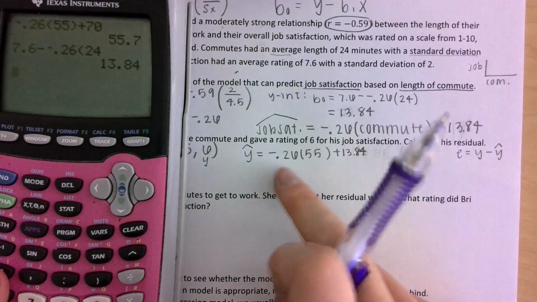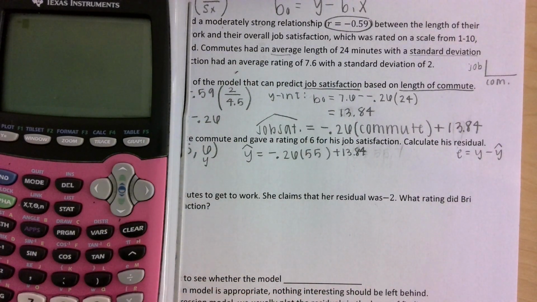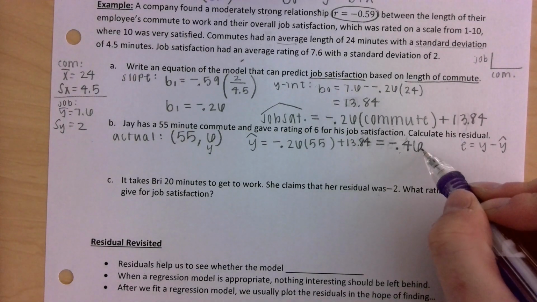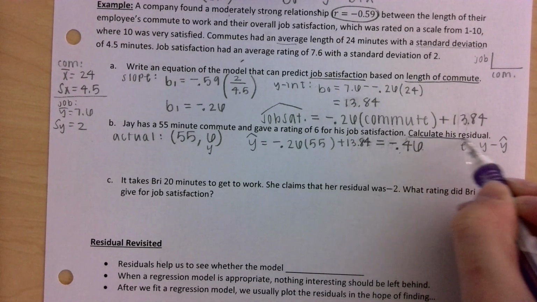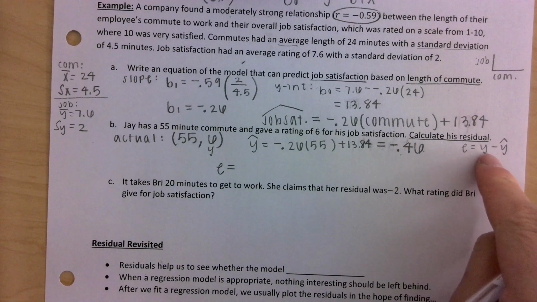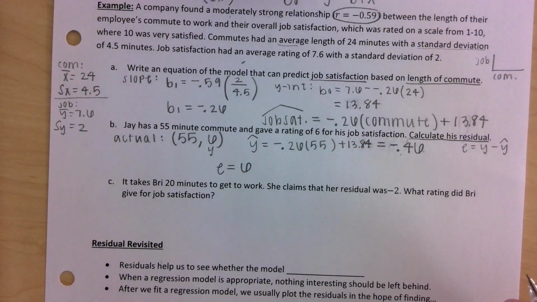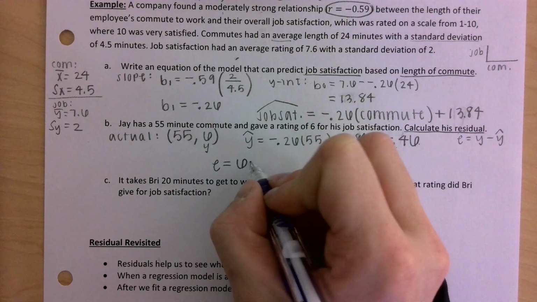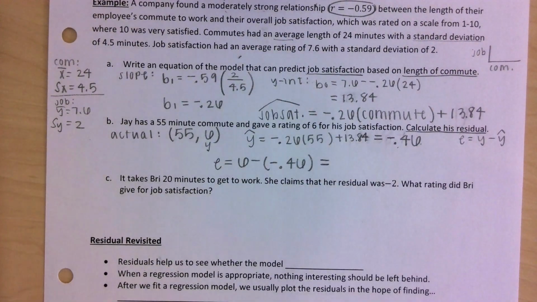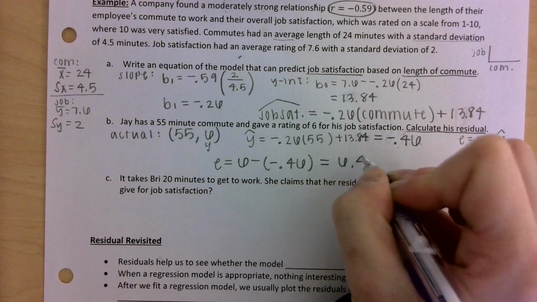Okay, let's plug that rating back in here. So I'm going to do negative 0.26. At that point, we get a predicted value of negative 0.46. So the last thing that I want to do is actually answer this question and calculate his residual. To find that residual, I'm going to take his actual Y value, so his actual job satisfaction, which was 6, and subtract his predicted, which was negative 0.46. This should give me 6.46.